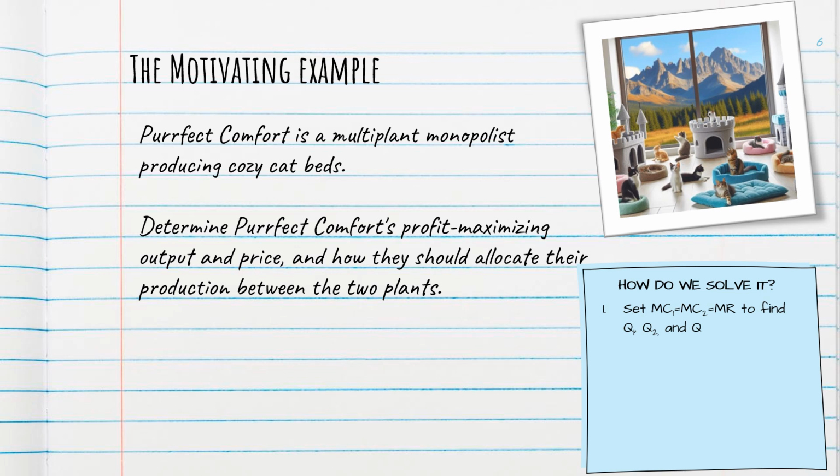So this is like a combined optimality condition where we know marginal cost has to equal marginal revenue to maximize profit, and we also know that the marginal costs have to be equal across plants to be optimal. So by creating this three-part equality, we'll be able to solve for Q1, Q2, and Q. Once we have Q1, Q2, and Q, we just substitute Q back into the inverse demand curve to find the optimal price.